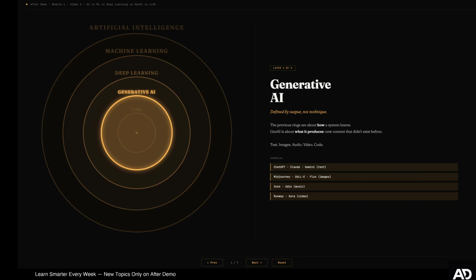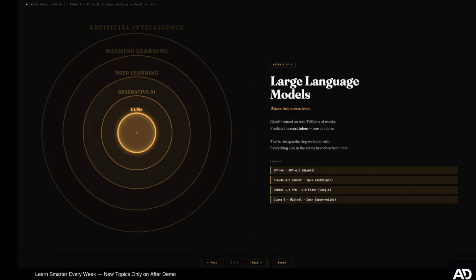Now, inside generative AI, there are different types. Models that generate images, models that generate video, models that generate audio, and there are models that generate language, text in, text out. Those have a specific name, large language models, and they are the innermost ring. Large language models. This is where the rest of this course lives.